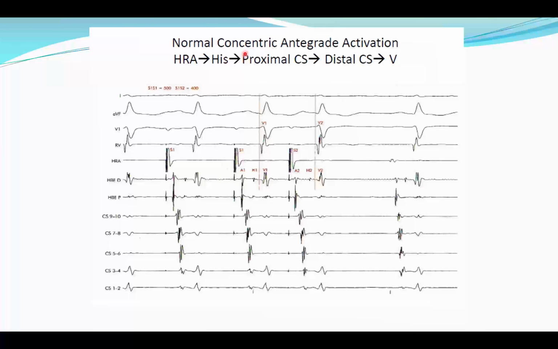So as I said, normally whenever you see a baseline normal sinus rhythm, how does your A start? Your A starts from the sinus node, which is near the HRA signals, then it goes to the His, then it goes to the anterior, then it goes to the proximal coronary sinus, then it will go back down to the distal coronary sinus. And from the atria, your His will get activated and your ventricle will get activated.